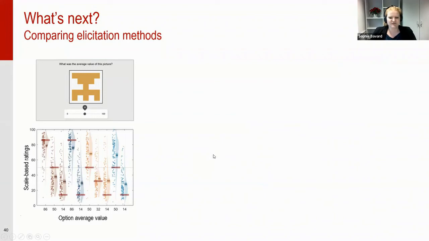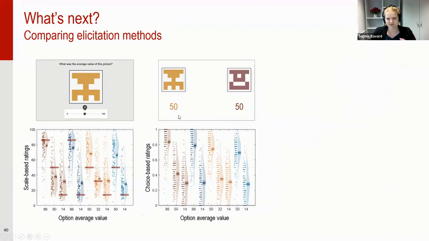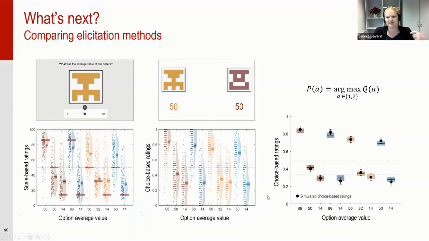So finally, just to compare the two elicitation methods, either the scale-based or the choice-based that we've already seen, we see that the patterns look very similar. And just to make sure, we took the values that were explicitly given in the scale-based ratings by the participants and simulated the transfer phase based on these values. And this is what we observed.